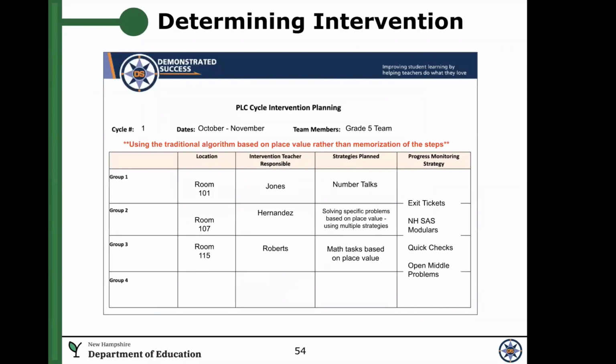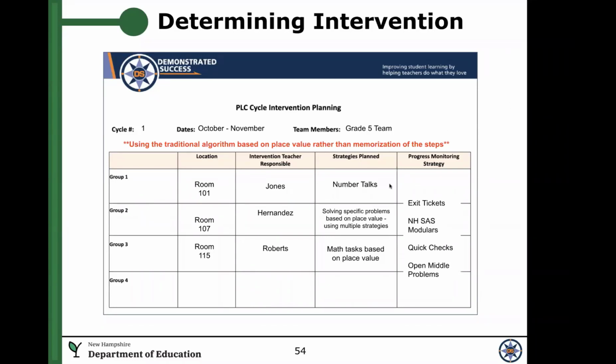So here's what ends up happening. I've created here using the traditional algorithm based on place value rather than memorization of steps. So I'm working on that 5.NBT.6, and the specific area that I'm working on is using the traditional algorithm based on the place value. I'm not doing the memorization of steps. I'm making sure that kids understand each step. I'm really breaking that apart.